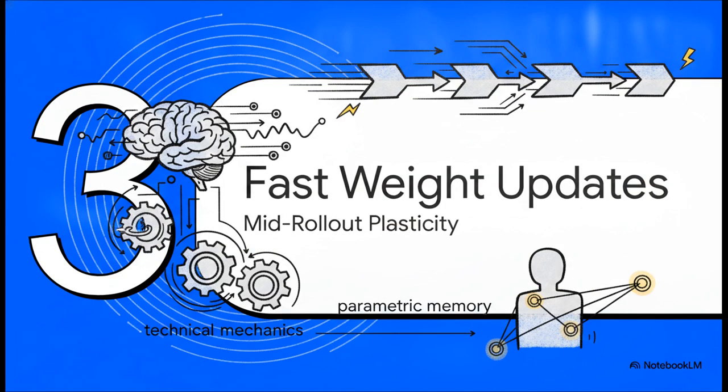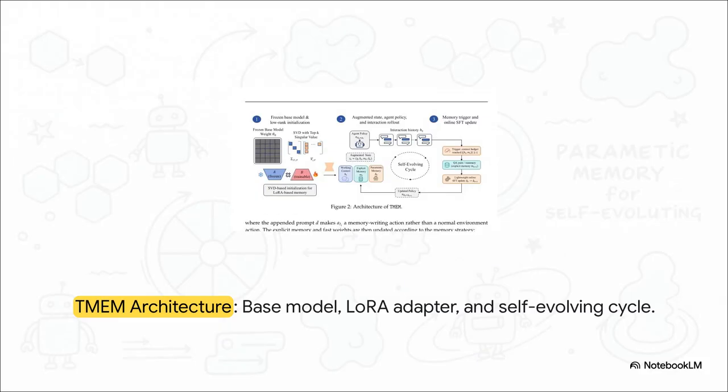All right, Section 3, fast weight updates. How do we actually make an AI brain plastic mid-rollout without crashing the whole system? Let's look at the Tmem architecture. As you can see mapped out here, we preserve the original base model weights, but we absorb the distilled supervision into fast LoRA weights using these lightweight online updates.